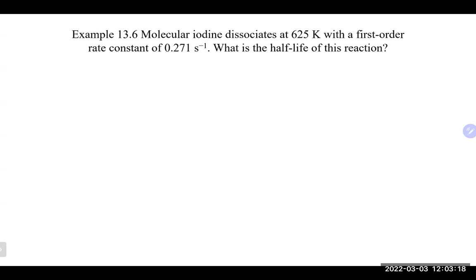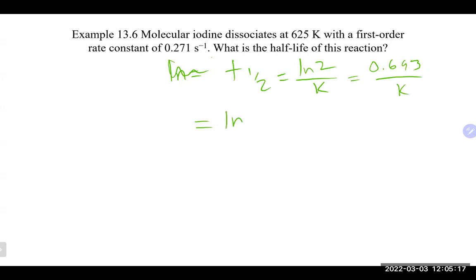All right, so here molecular iodine dissociates at 625 Kelvin with a rate constant of 0.271. What is the half-life? Okay, so this is first order. So again, we want to make sure we use our specific half-life equation for first order, which is the natural log of 2 divided by k, which is 0.693 really divided by k. In this case, they did just give us the rate constant, so we can put it in.